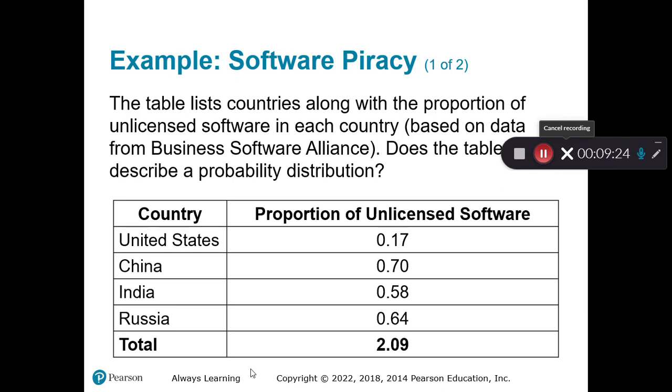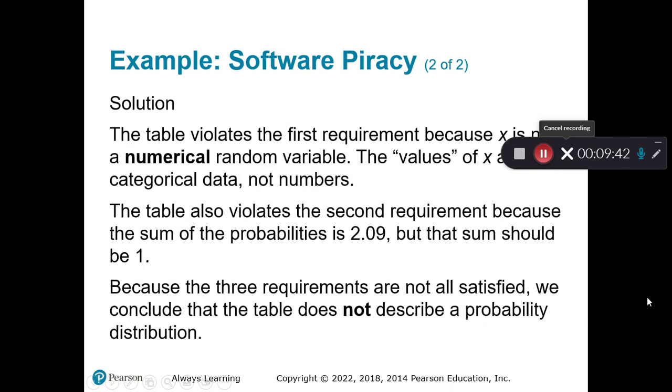I do see a second violation. If we move on to requirement number 2, the sum of the probabilities should equal 1. Clearly, this is not the case, and so the second requirement is also unmet. So this is not a probability distribution. And that is what this slide clearly says, not a probability distribution.